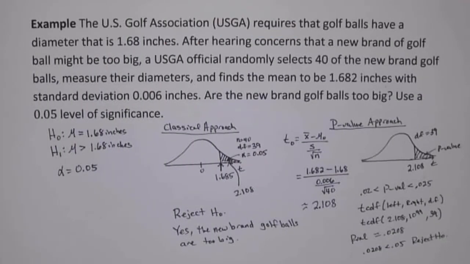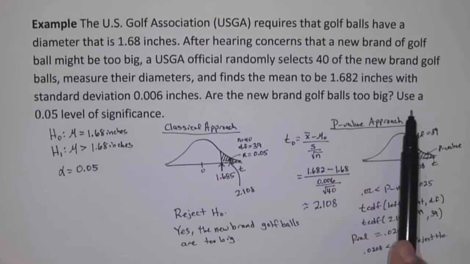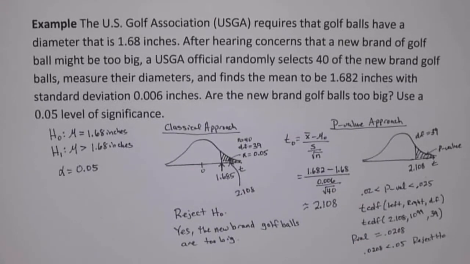So again, we have to know what to do with that. The fact that that p-value is smaller than 0.05 means we're going to reject the null hypothesis. So are the new brand golf balls too big? Yes, the new brand golf balls are too big to meet the USGA standard.